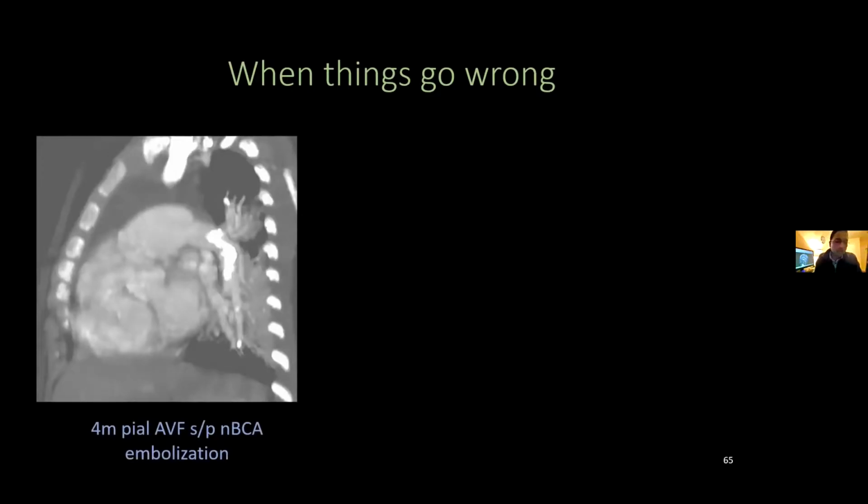Things can go wrong. Here is a PL fistula, 4-month-old girl that we were treating with glue injection, and there was a massive arrest from this glue cast, which was closing the fistula, but suddenly everything got sucked into the venous side and then ended up in the pulmonary artery, and this child had a massive arrest on the table.